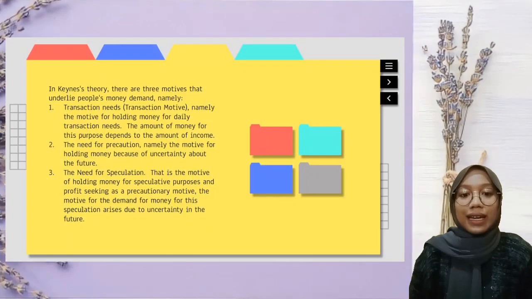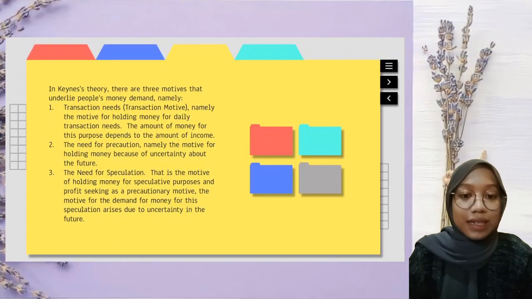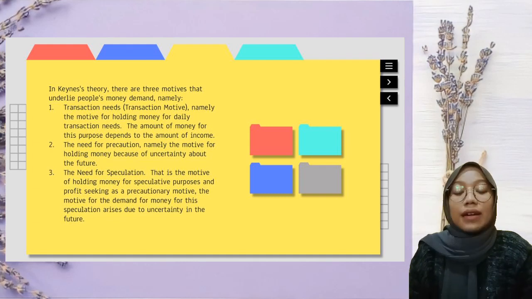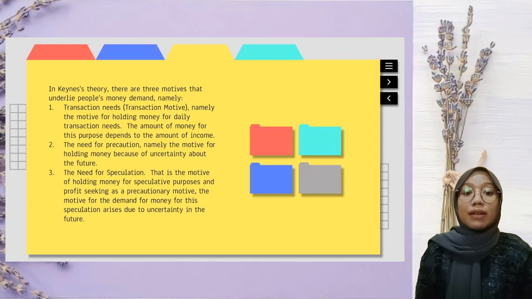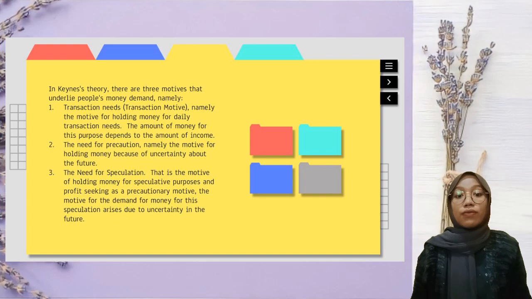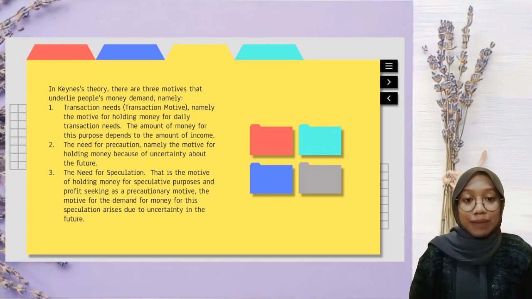In Keynes' theory, there are three motives that underlie people's money demand, namely transaction needs or transaction motive. Namely, the motive for holding money for daily transaction needs. The amount of money for this purpose depends on the amount of income.